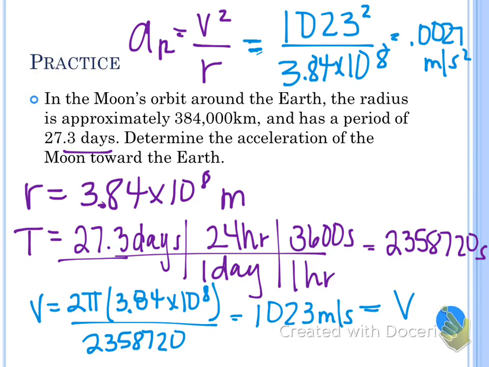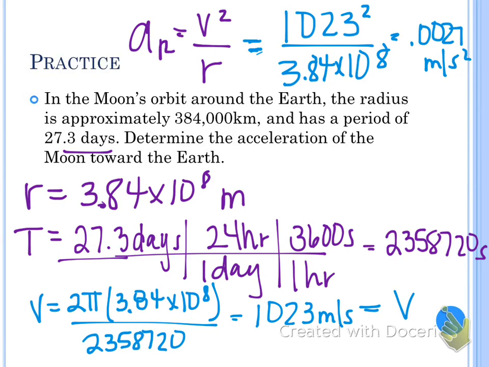Be careful when you are dividing by something in scientific notation that you either use the E button or you put that entire thing in parentheses. Okay, because if you don't, if you take 1023 squared divided by 3.84 times 10 to the 8th, it's going to take your whole answer times 10 to the 8th. So you would end up with something with an exponent, which is not what we want. Okay, use either the E button or put parentheses around that scientific notation.